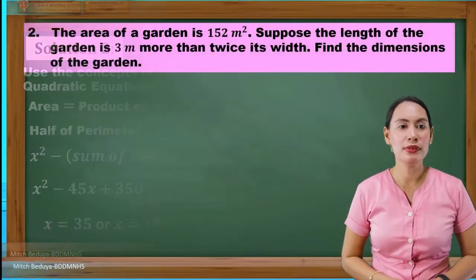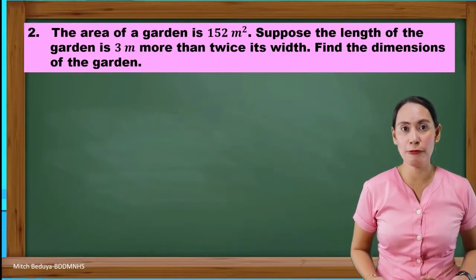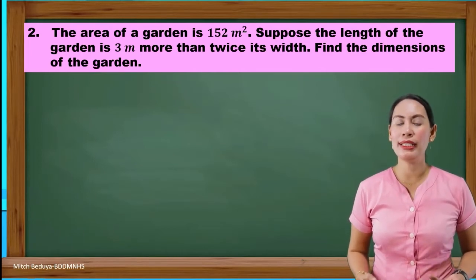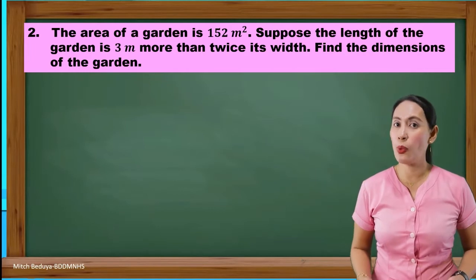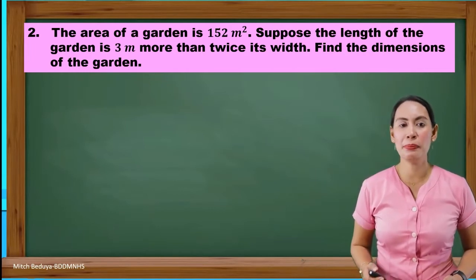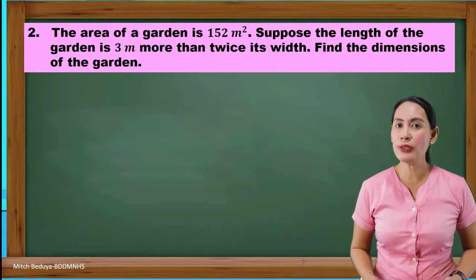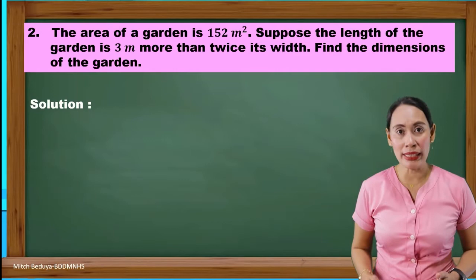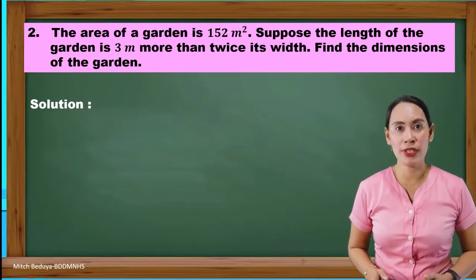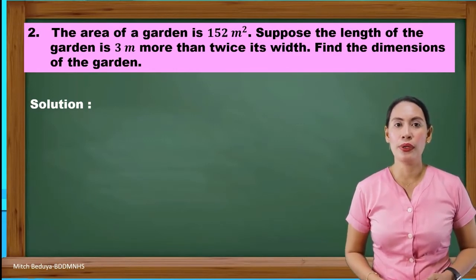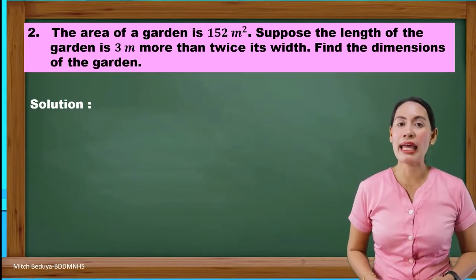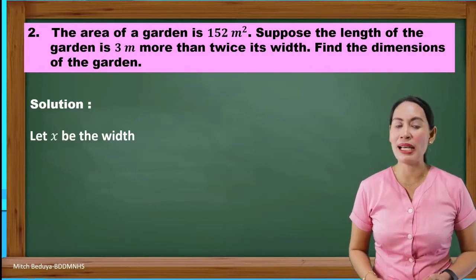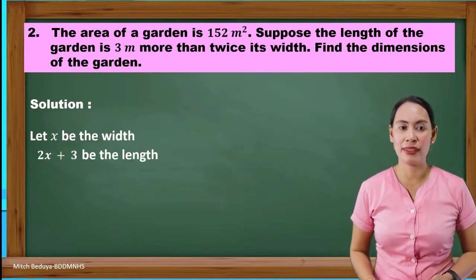Example number 2. The area of a garden is 152 square meters. Suppose the length of the garden is 3 meters more than twice its width. Find the dimensions of the garden. The unknowns here are the dimensions of the garden, and the known is the area of the garden. So, here's the solution. Let x be the width and 2x plus 3 be the length.